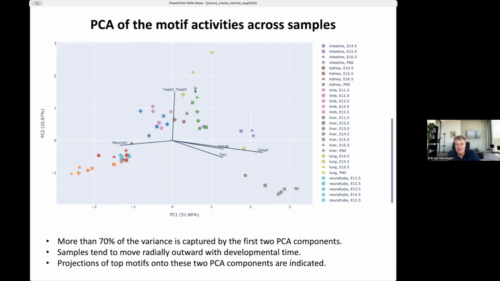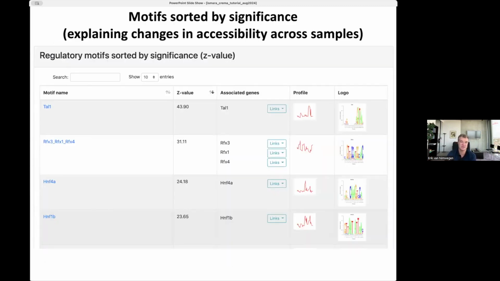This is maybe, I forget what the green is. But again, you move from here, you move out like that. The same here, you move out like that. So it seems like during development, the accessibility patterns become more and more different. They're more the same originally, and then they move away to patterns that are specific for particular tissues. All right. So for any data set that's uploaded, we make PCA plots like that you can explore to look at the general structure in the data.